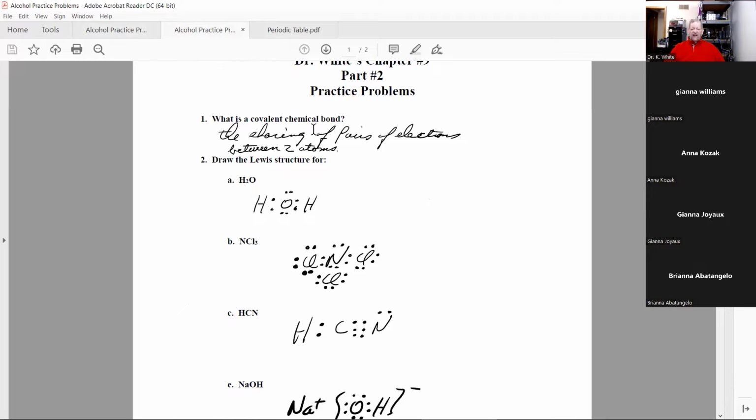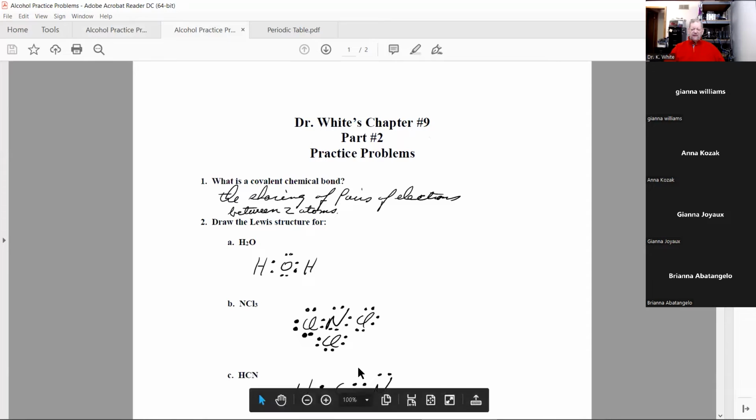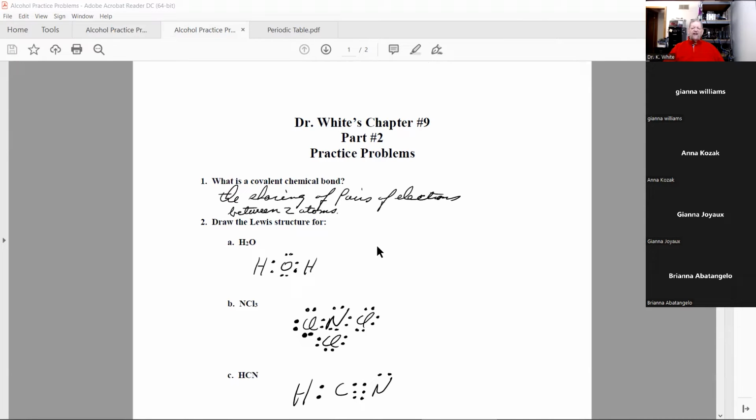Now, what is a covalent bond? And you should know that's sharing pairs of electrons between two atoms. By the way, thumbs up, people. Do you see chapter 9, part 2 on your screen? Thank you. All right. I don't have here, but I should have had, what's an ionic bond? And you should know an ionic bond is a transfer of one or more electrons from one atom or group of atoms to another atom or group of atoms.